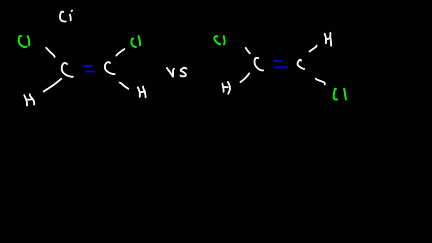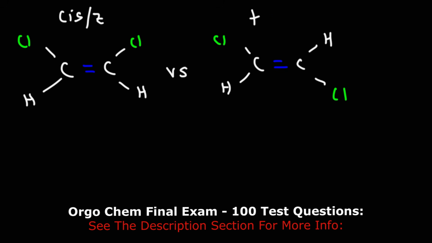Now this is the cis isomer, also known as the Z isomer. The chlorine atoms are on the same side, and they're the high priority groups, so that gives you the Z isomer. This is the trans isomer, also known as the E isomer. So we have cis and trans geometric isomers, also known as diastereomers. Now, which one will have a higher boiling point?